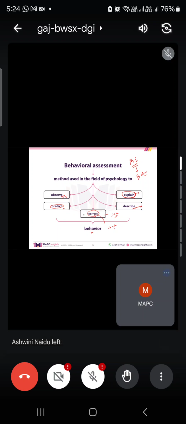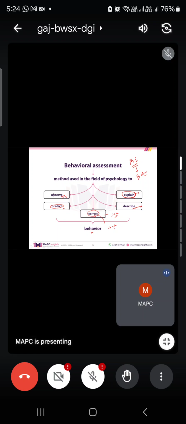These are the various methods used in the field of psychology for behavior. Just a minute, let me correct this. The font is not correct here. Yes, now it is correct.